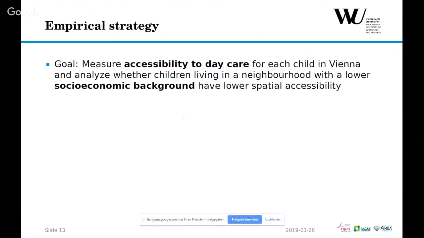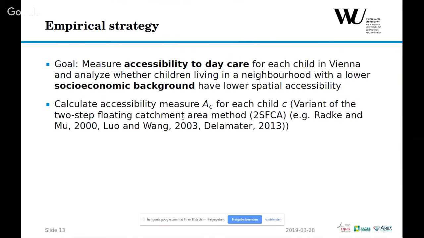The goal of our empirical strategy is to measure the accessibility to daycare for each child in Vienna, and to analyze whether children living in a neighborhood with a lower socioeconomic background have lower spatial accessibility. So first of all, we have to calculate an accessibility measure for each child. And we use a variant of the two-step floating catchment area method, which is a method that so far has mainly been used in health economics.